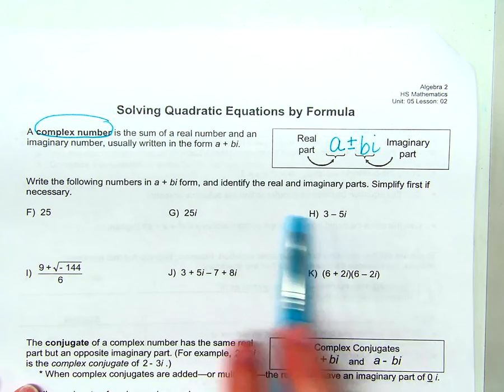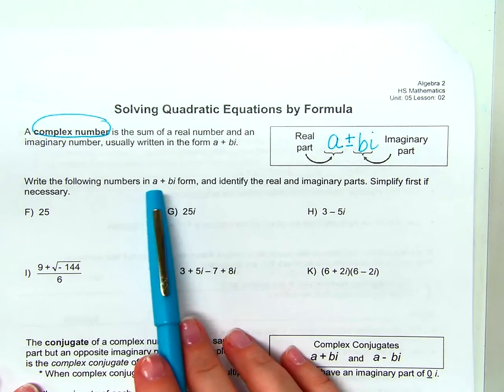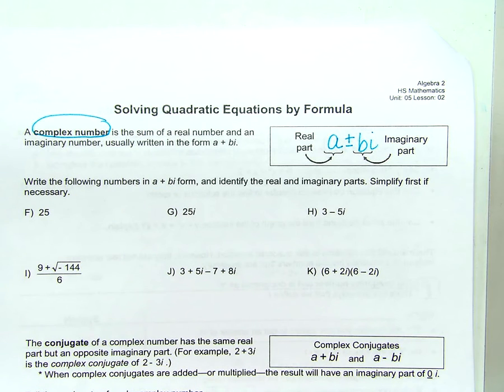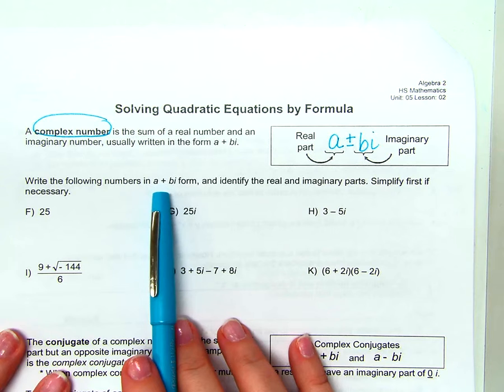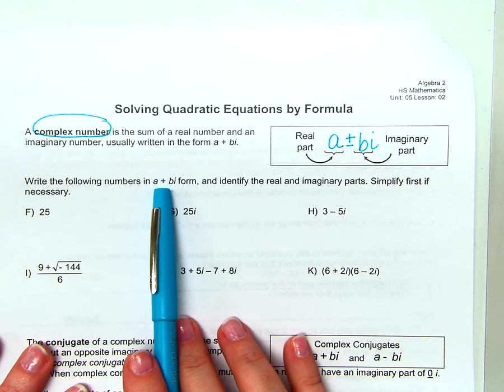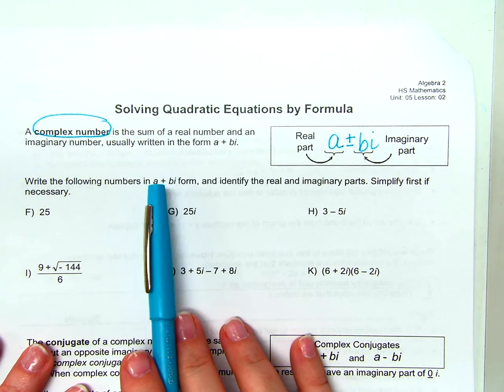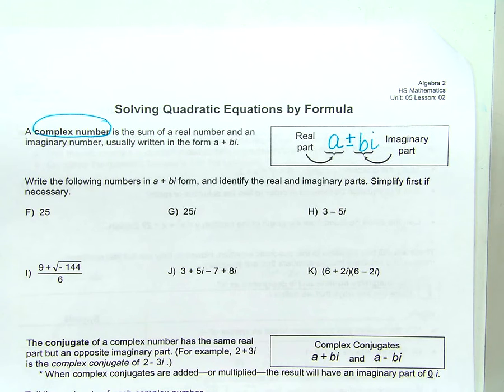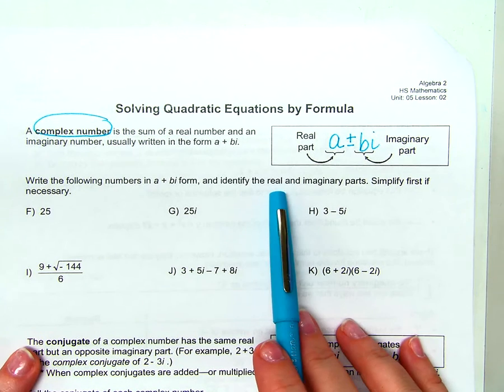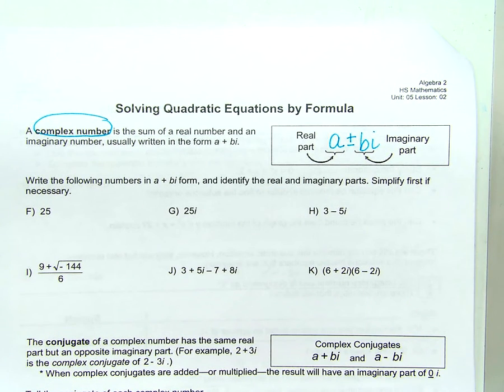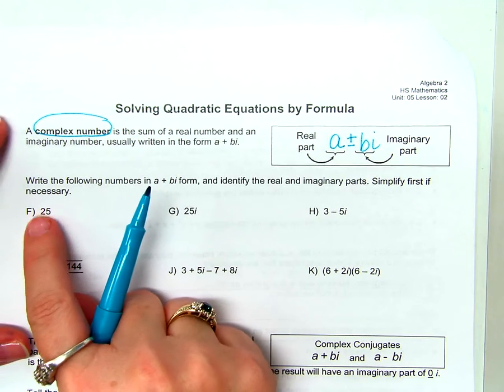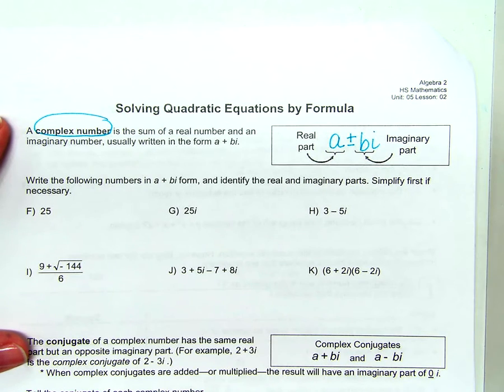So let's go through some of these. What it's asking us to do is put it in this exact form. Very rarely are you going to be asked to do that. You're just going to be able to use them. But right now I need to make sure you can recognize both the real part and the imaginary part. So I'm going to have you put this into a plus bi form and then identify the real parts and the imaginary parts. So simplify it first if we need to. Do we need to simplify this? If I need to get it into the form a plus bi, what do I need to do?